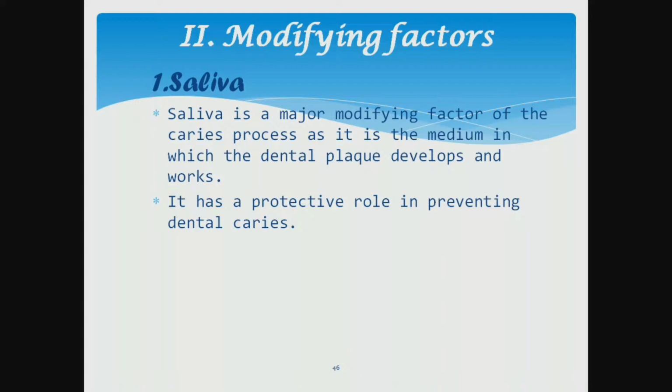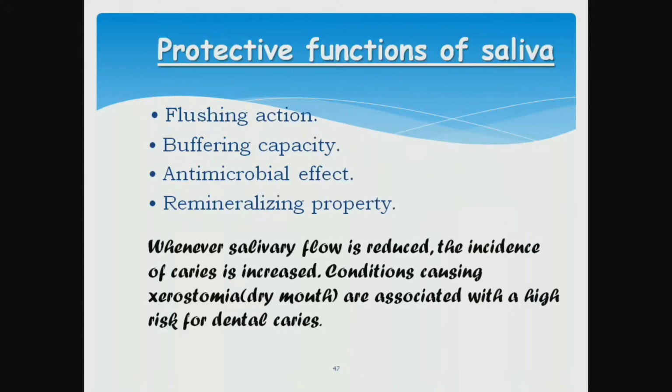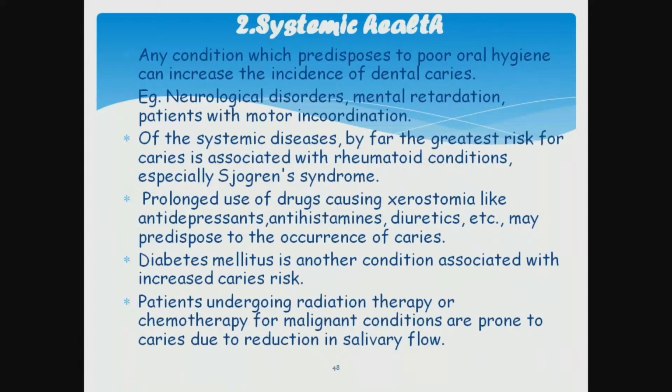So what are the modifying factors? Saliva is a major modifying factor. It has a very protective role in preventing caries. It does a flushing action, has buffering capacity, has an antimicrobial effect, and has remineralization property. What about systemic health? Any kind of neurological disorder or mental retardation, where the patient cannot take care of his or her teeth.